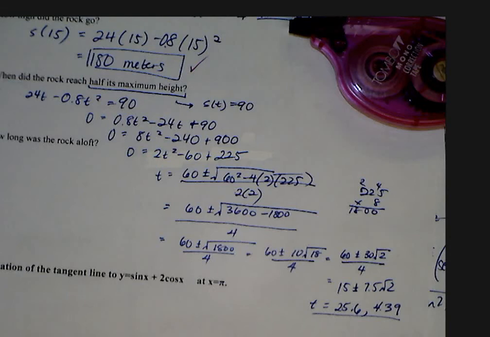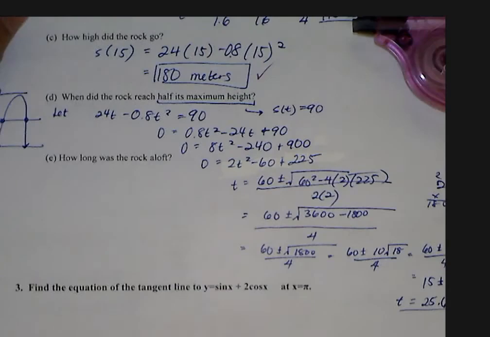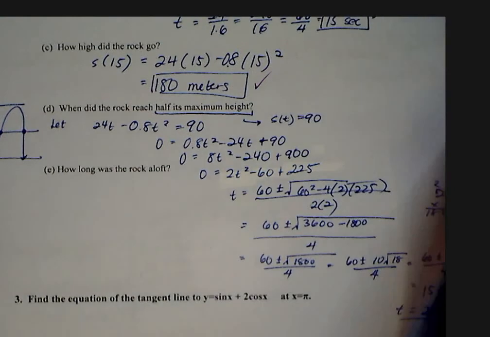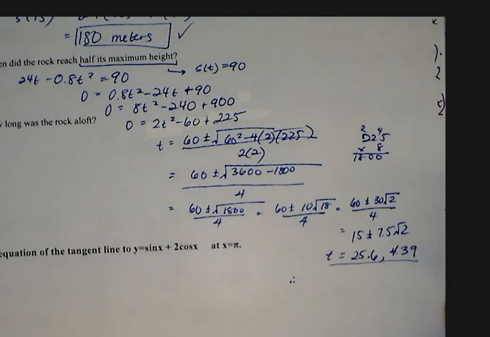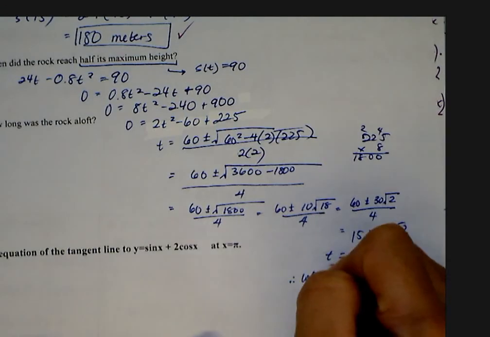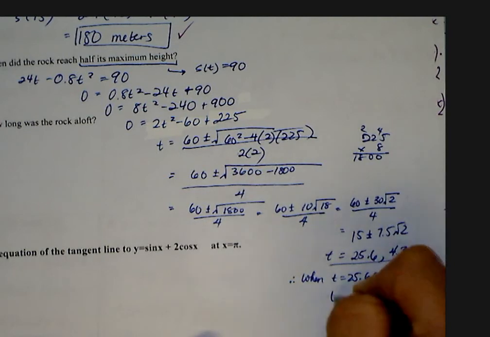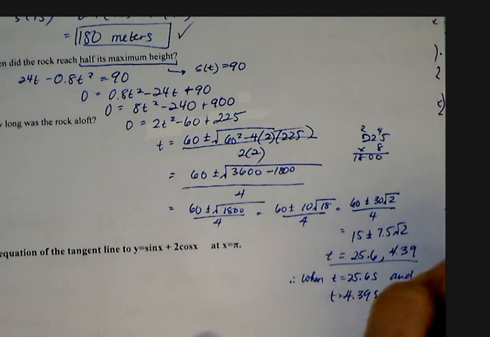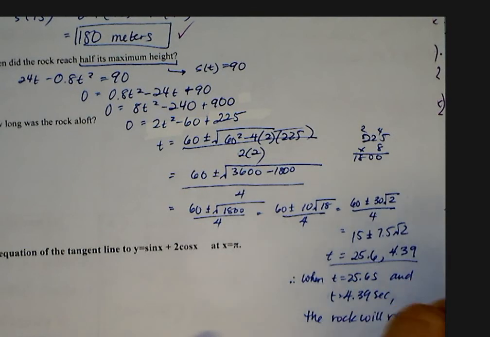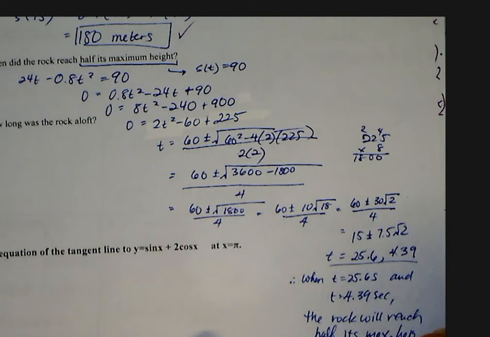On a word problem, you guys, especially on an FRQ, I wouldn't just leave it like that. You would always have to have an answer. Therefore, when t equals 25.6 seconds and t equals 4.39 seconds, the rock will reach half its maximum height. Okay, make sure you always end a word problem with a sentence.